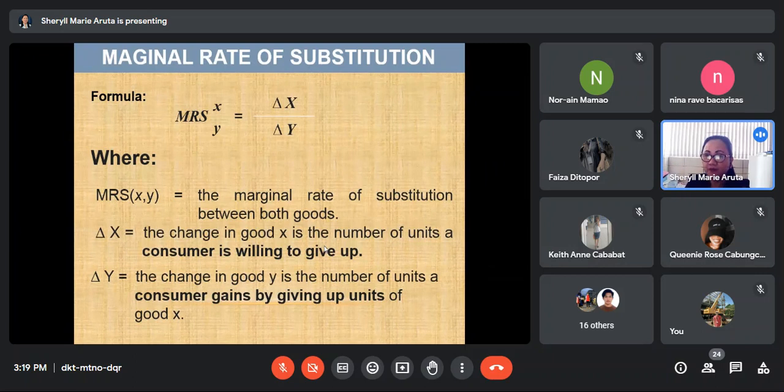Because Y, by definition, is the good that the consumer can gain by giving up X. X is the good that the consumer is willing to give up. When it comes to the marginal rate of substitution, don't follow the example with meat, where they swap back and forth. Fish can be X and meat can be Y, but for the marginal rate of substitution, your indicator is this: whichever good is given up is your X, and whichever good is gained is your Y, so you won't be confused in your graphical solution.